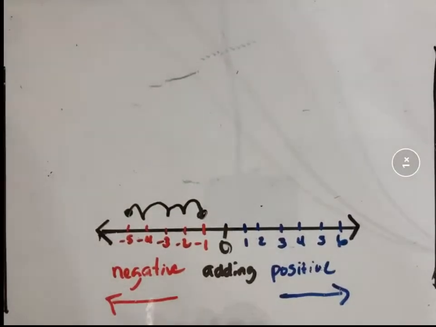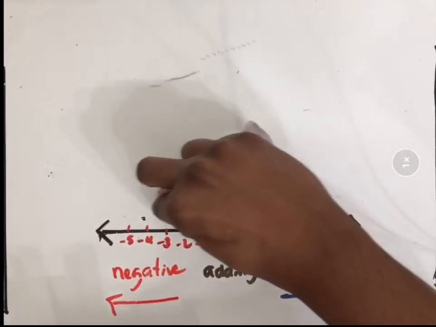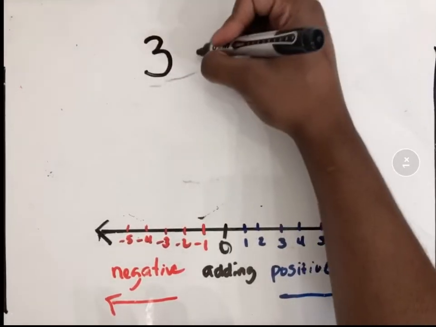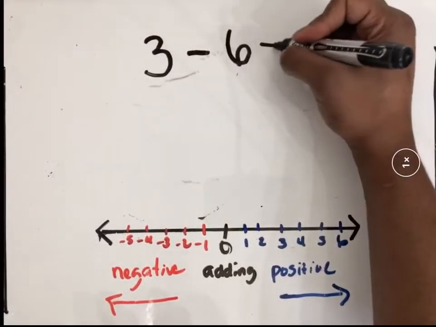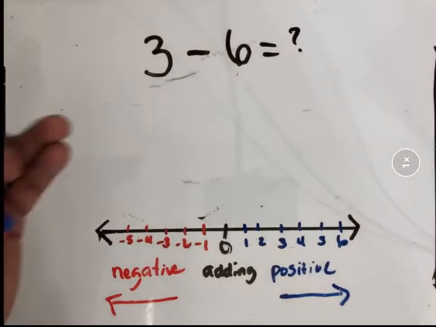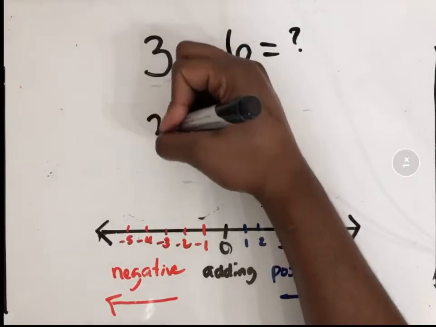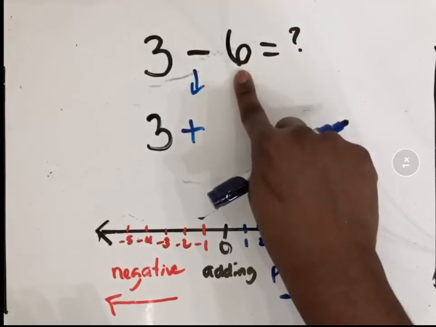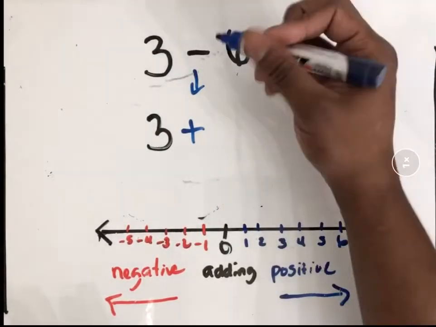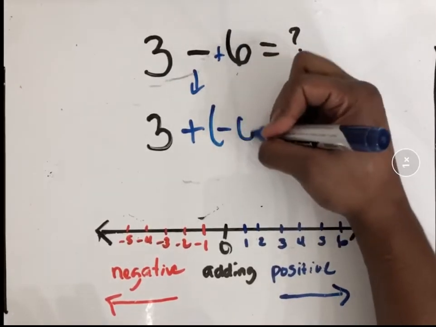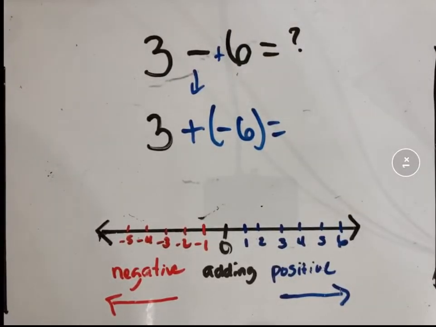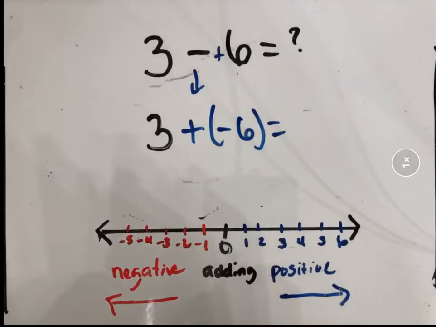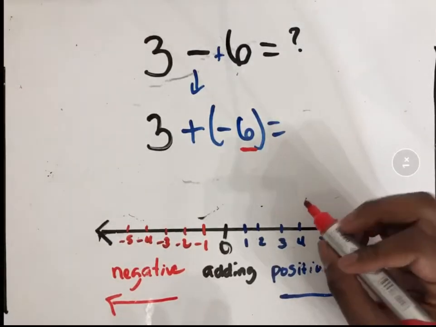One last one, just so you guys can see. Let's say 3 minus 6 equals what? Remember, I can even change this problem into an addition problem. First number stays the same. I change my subtraction sign to an addition sign, and then I do the opposite of my second number. My second number is a positive, so when I bring it down here, it'll be a negative. So I'm going to have 3 plus negative 6. Because it's a negative number, I'm going to be going to my left 6 times. So I start at a positive 3.